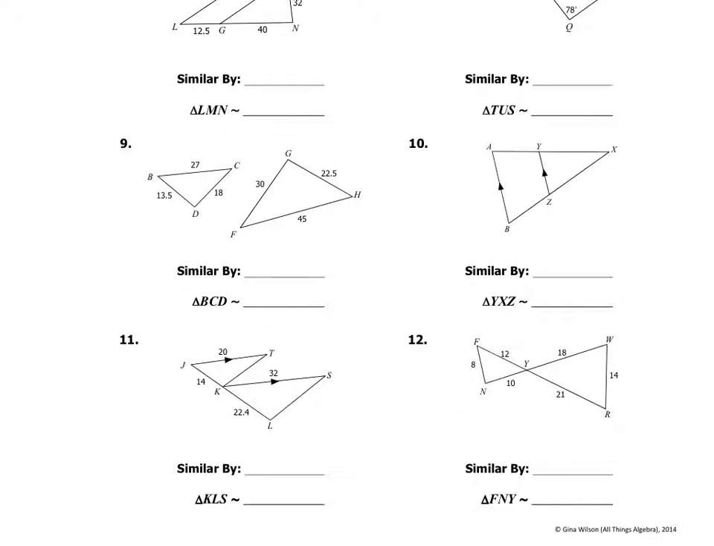Number 9. Again, you need to check the scale factor on all these sides. So for example, the smallest one is 13.5. So who's the smallest on the other one? It's 30. So I'm going to divide these two numbers, and whatever I get, I'm going to check it with all the rest of the sides to see if I get the same number.